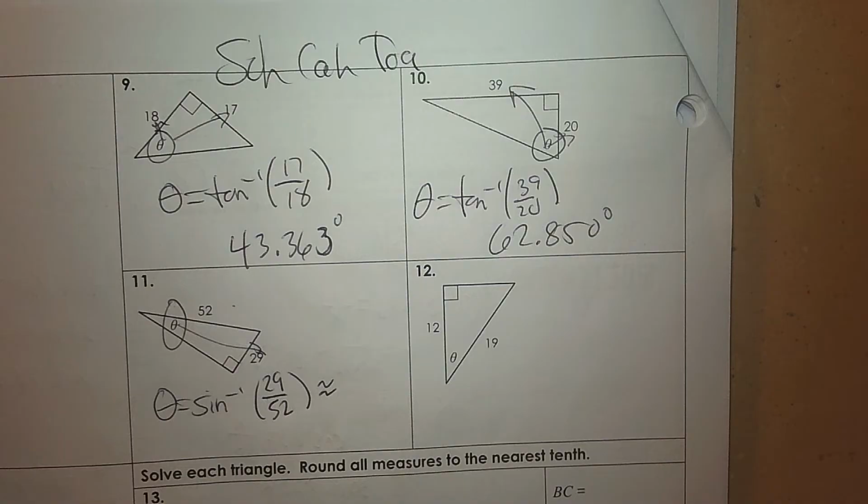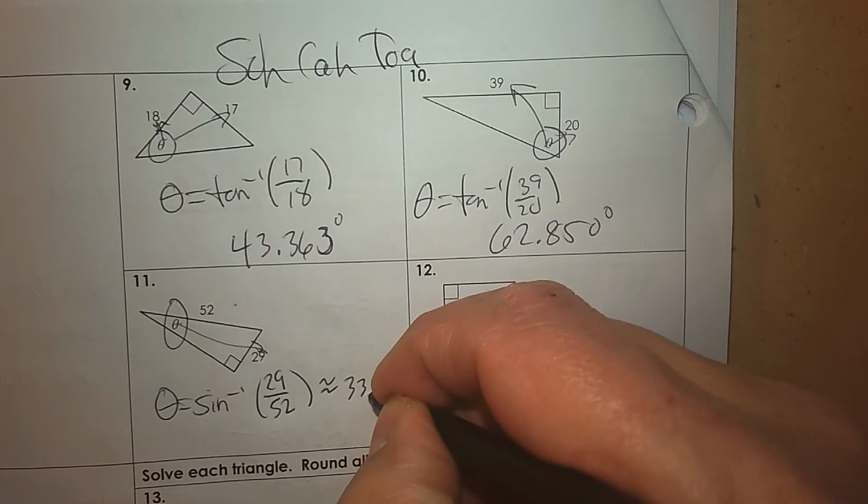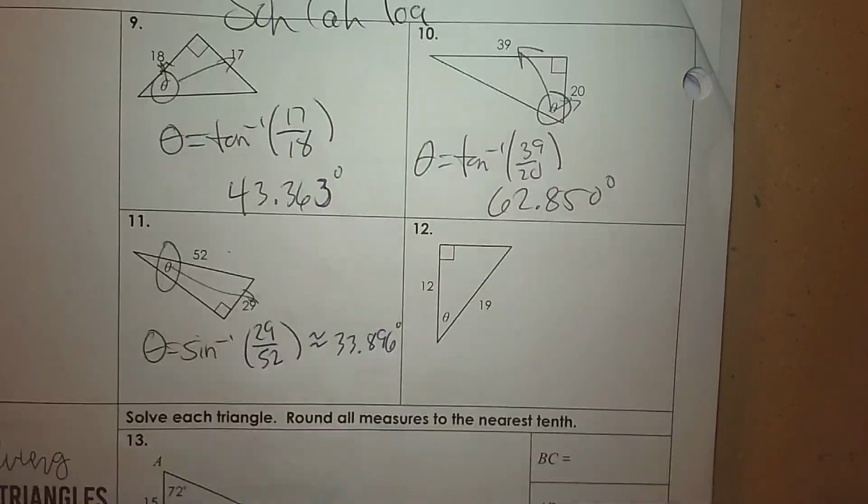So, inverse sine, 29 over 52. And you get 33.896 degrees. Okay, one more.